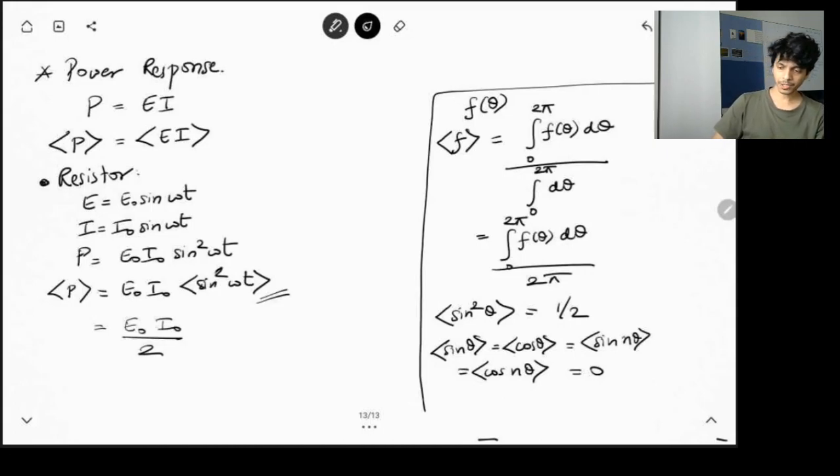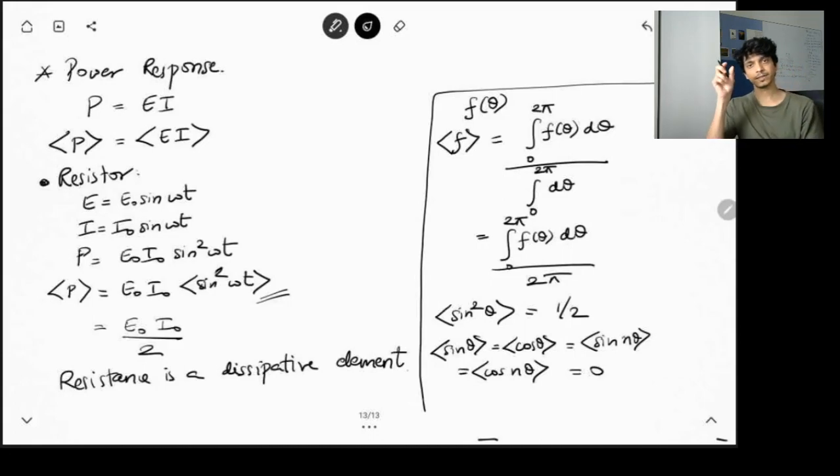So this is the power that is dissipated by a resistance in the circuit. So we say that a resistance is a dissipative element. Normally in a circuit, if you have a resistor with this AC source, then the resistor will generate this amount of power and it will get dissipated away as heat.